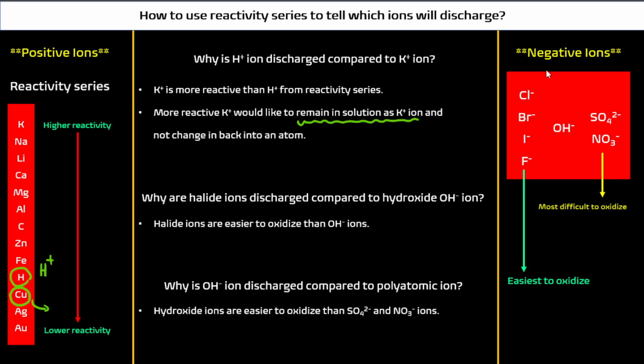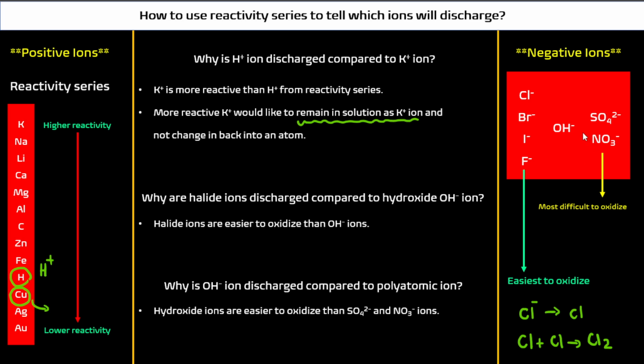Now let's take a look at the negative ions. Why are halide ions discharged compared to hydroxide OH minus ions? It is because the halide ions are easier to oxidize than OH minus ions. Easier to oxidize means that, let's say we have a halide, for example chloride, it only needs to lose one electron to become a chlorine atom. So the chlorine atom can simply combine with another chlorine atom to be discharged as chlorine gas.